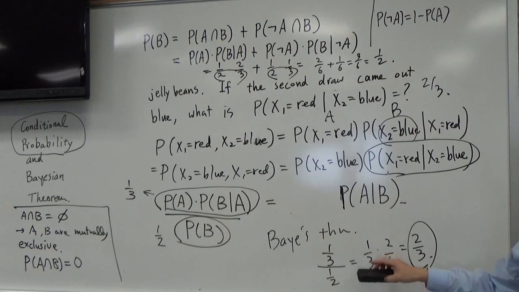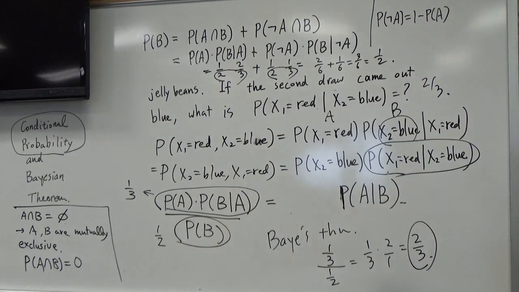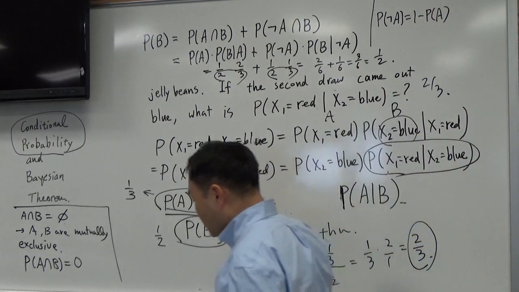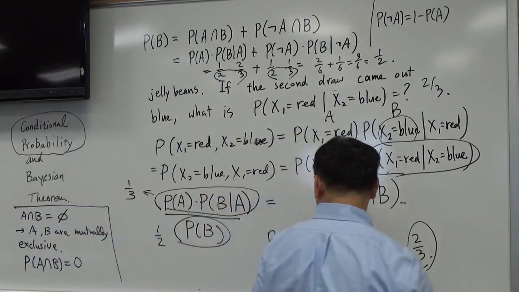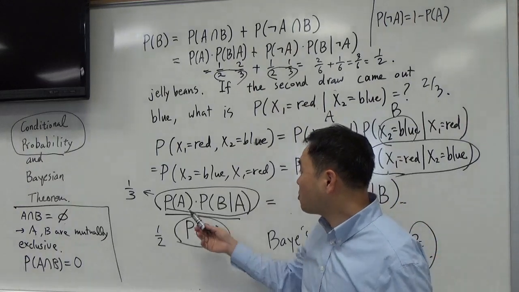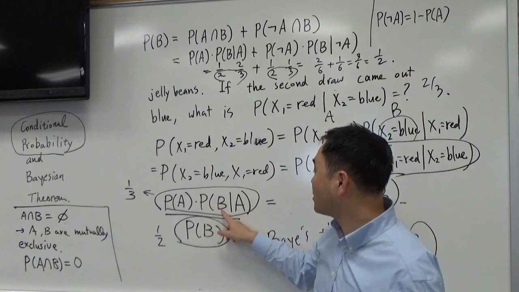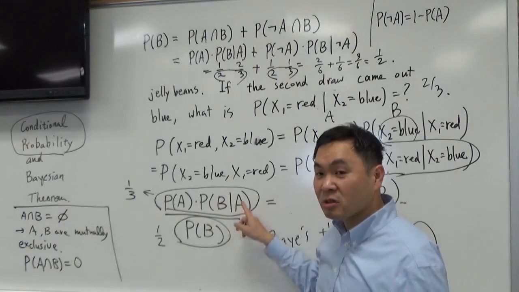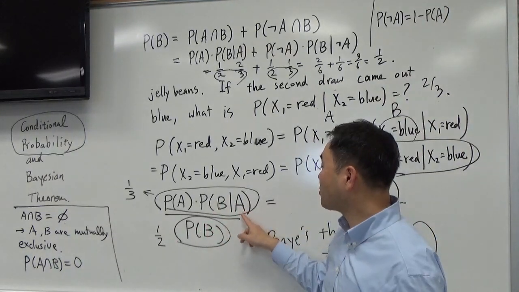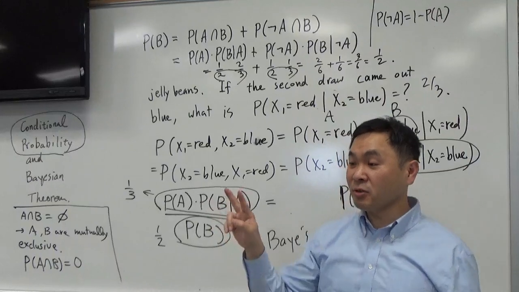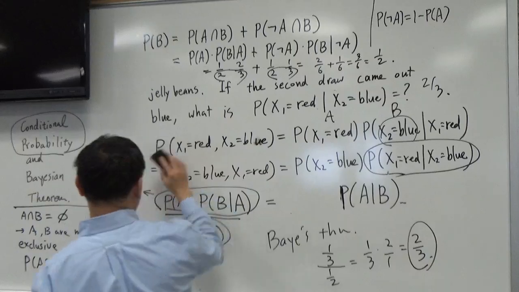Okay, so this is what Bayes' theorem does. Okay, so to summarize, this is what Bayes' theorem does. Often, you know the probability of something happening, and also probability of something happening under some other condition. But sometimes you need to invert that relationship. You want to know the probability of A happening under B. How do you invert something? You use this formula.